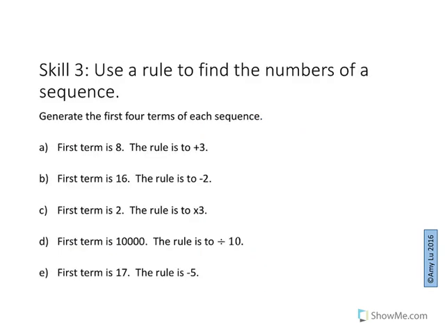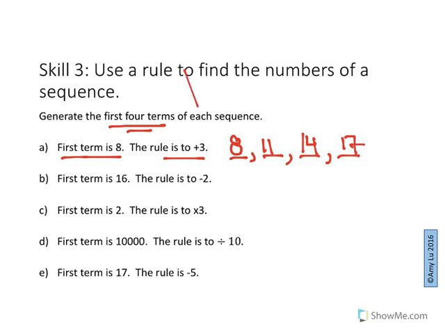Skill 3, use a rule to find the numbers of a sequence. The instructions say, generate the first 4 terms of each sequence. So I will start with A to show you. It says the first term is 8. Okay, 8. I need the first 4 terms. So I need 1 here, the next one, and the next one. Just the first 4. Then the rule is to add 3 each time. So 8 plus 3 is 11, 11 plus 3 is 14, and 14 plus 3 is 17. At this time, pause and do the rest.